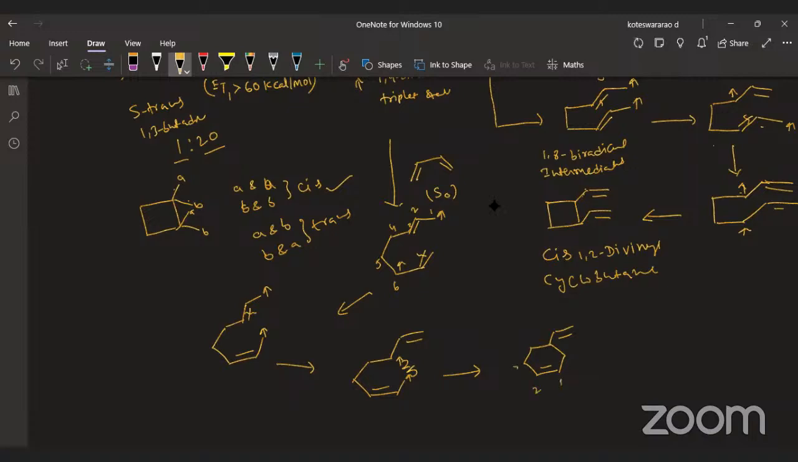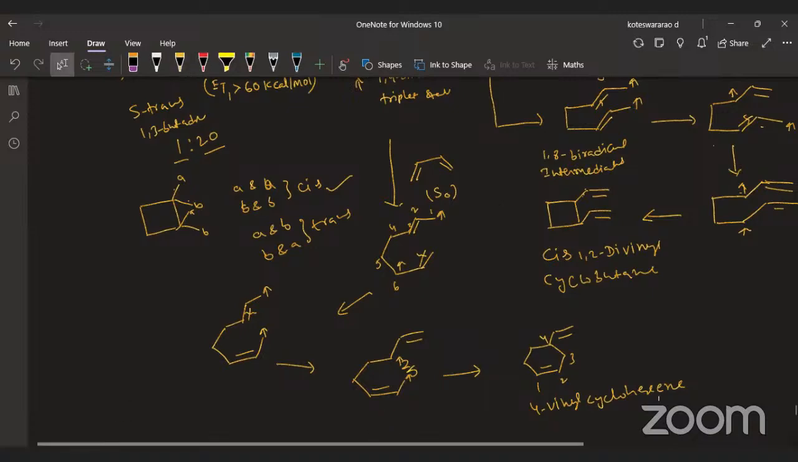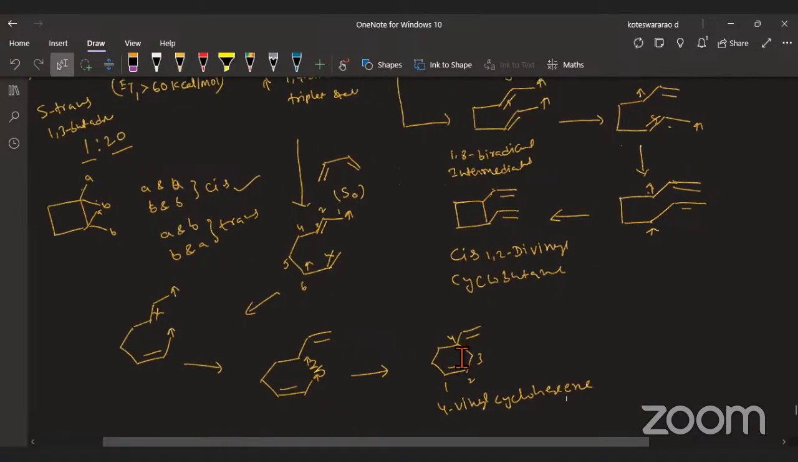Then 1, 2, 3 vectors, distances 1, 2, 3, 4. This is the 4-vinyl cyclohexene. That is the product. Okay. Then it is clearly pictured how the 1,2-divinyl cyclobutane is generated and 4-vinyl cyclohexene is generated.